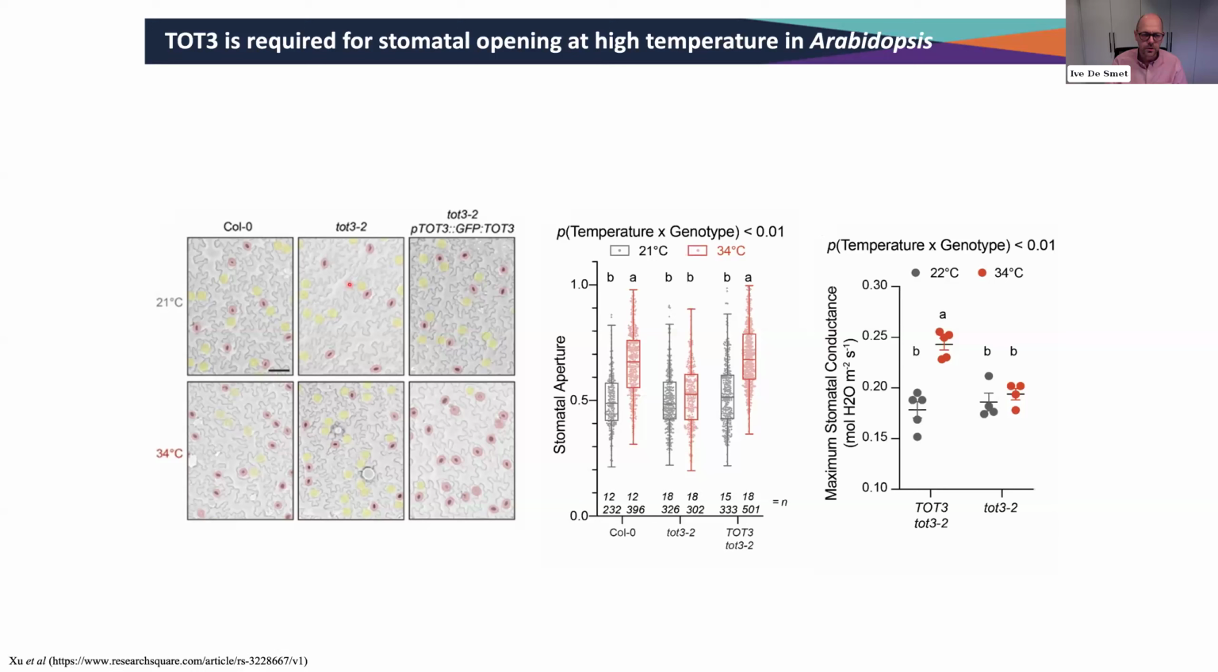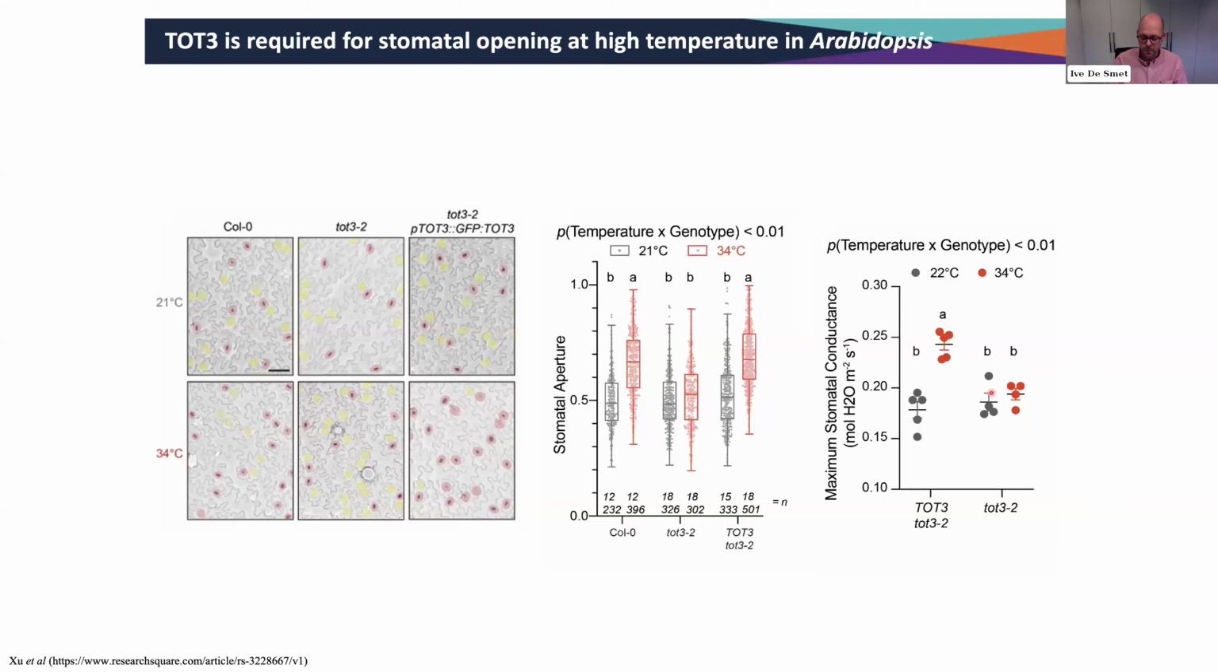So if you look at, and this is an example in Arabidopsis, our TOT3 mutant and our complementation line compared to the wild type, we do see that we get a nice response with respect to stomatal opening in the wild type and the complemented line, and this is largely gone in our mutant background. And this is also impacting stomatal conductance, so gas exchange, which we see is nicely going up in our wild type and complementation line, and there is no change in our mutant background.